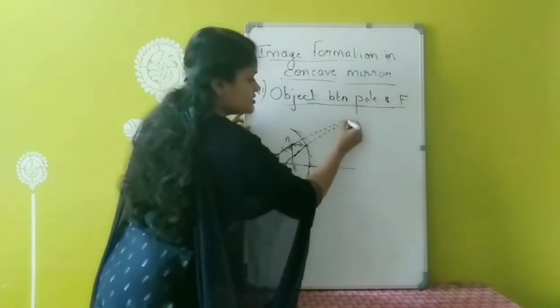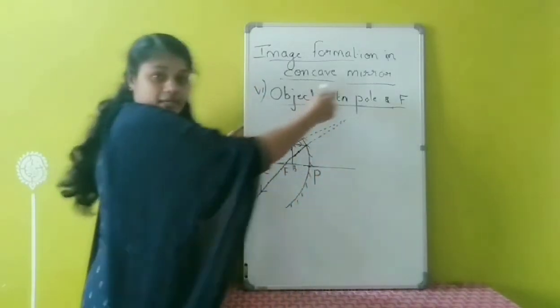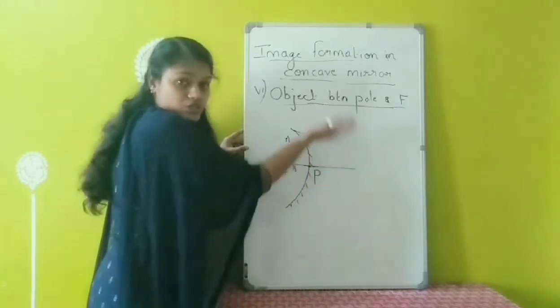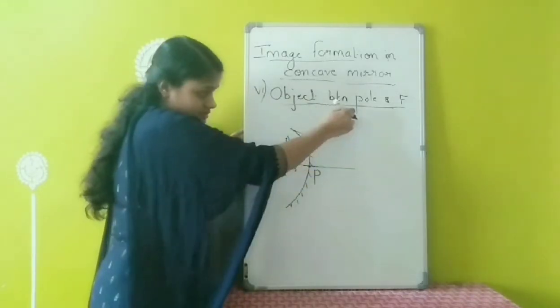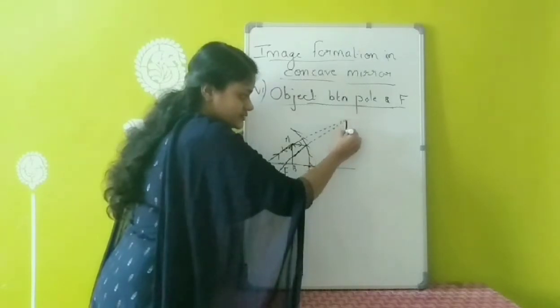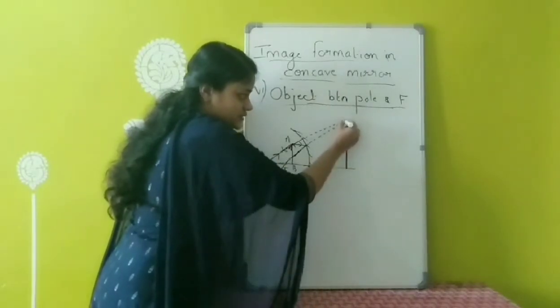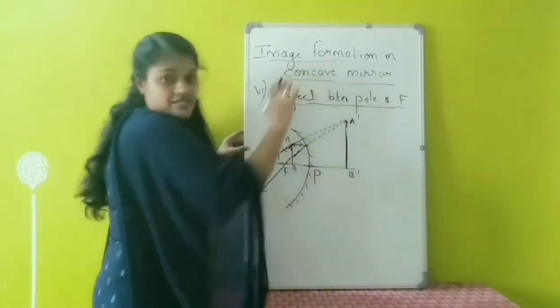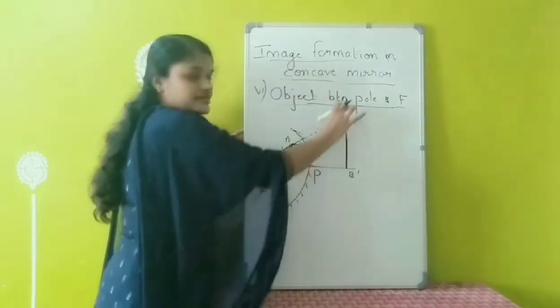And both the light rays are meeting at a point behind the mirror. Also, these light rays are meeting above the principal axis. That means this image will be erect or straight image. So I am getting an image like this. Straight image I am getting. That is A dash B dash. This is the straight image. So only in this case we are getting the straight image.